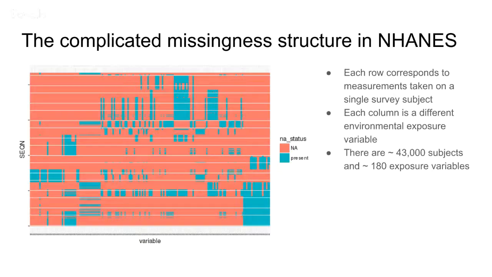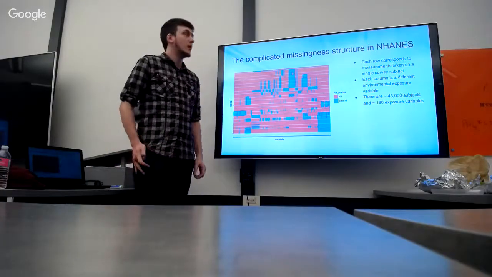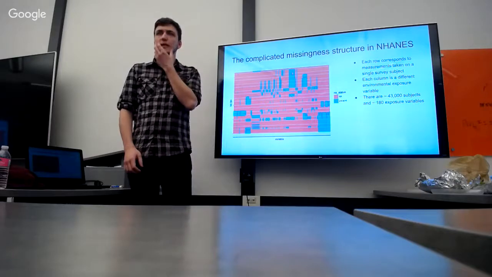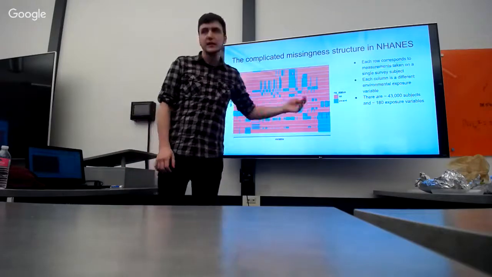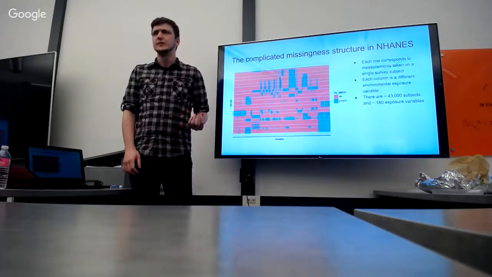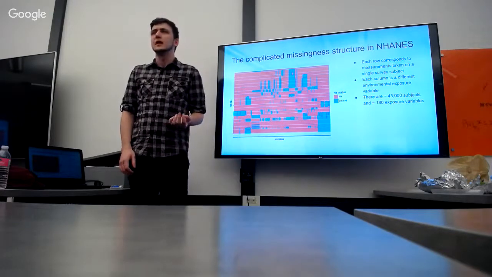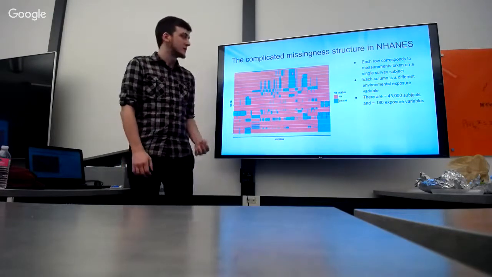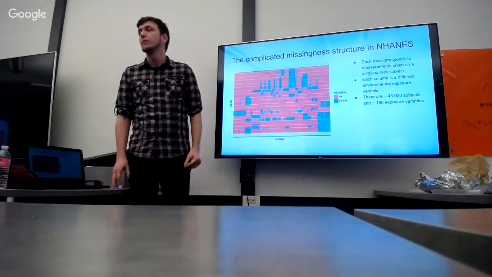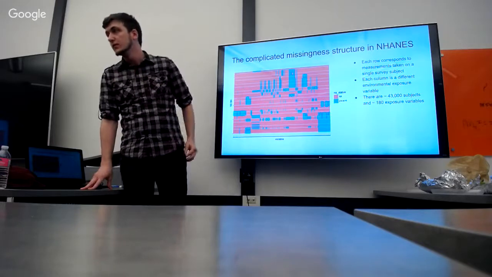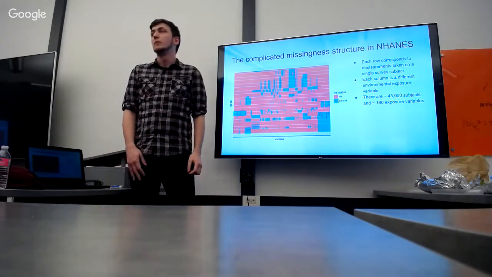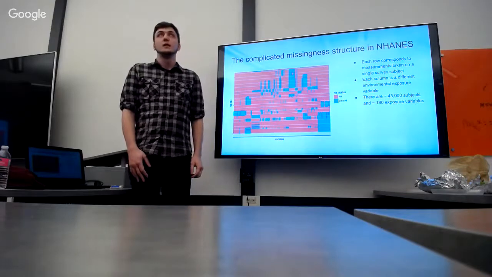Is this for all the years that were ever measured? This is 1999 through 2014. But it's only about 180 exposure variables. I think there's closer to 10,000 variables total, but many of those are not particularly interesting or useful. Does the 180 exposure variables include redundant variables that were named differently?